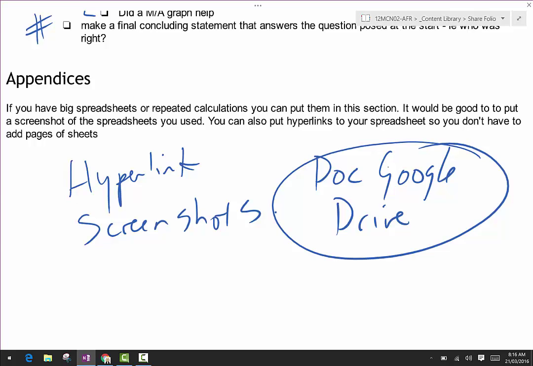So I hope this helps you with how to set out a folio task. There'll be some examples we can look at in class as well, but it's really important that you set it out and follow it logically, and don't miss one of those tick boxes, because otherwise you're kind of shooting yourself in the foot.